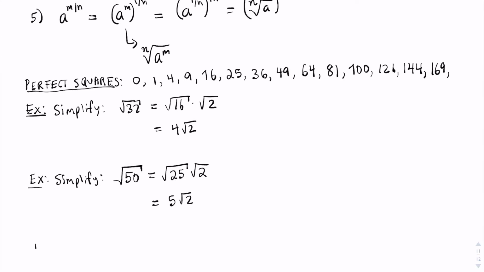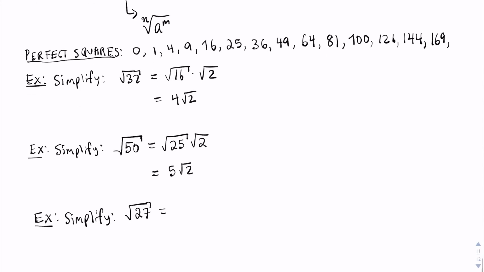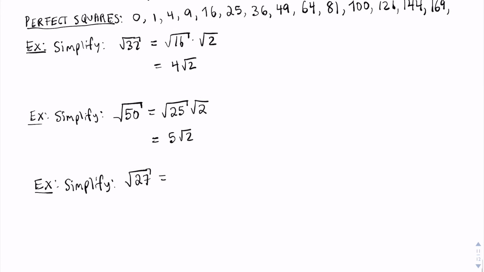And what about this other example here? Say simplify the square root of 27. Which is the largest perfect square that goes into 27? 9. So it will be the square root of 9 times the square root of 3. And the square root of 9 is 3. So this will be 3 square root of 3.